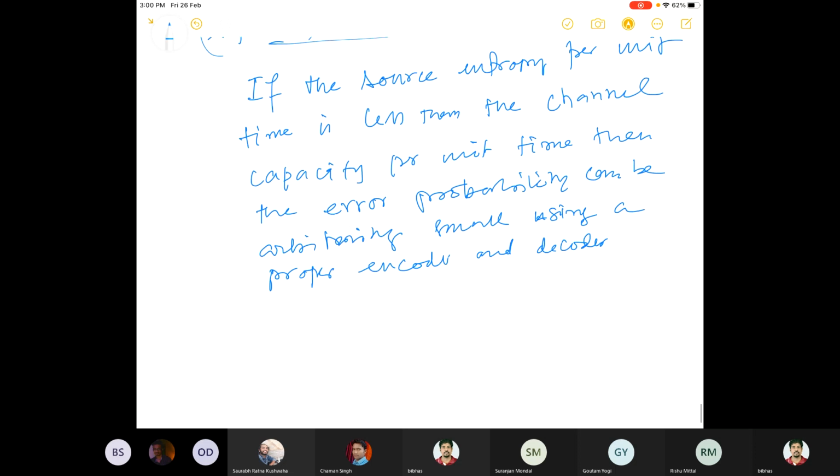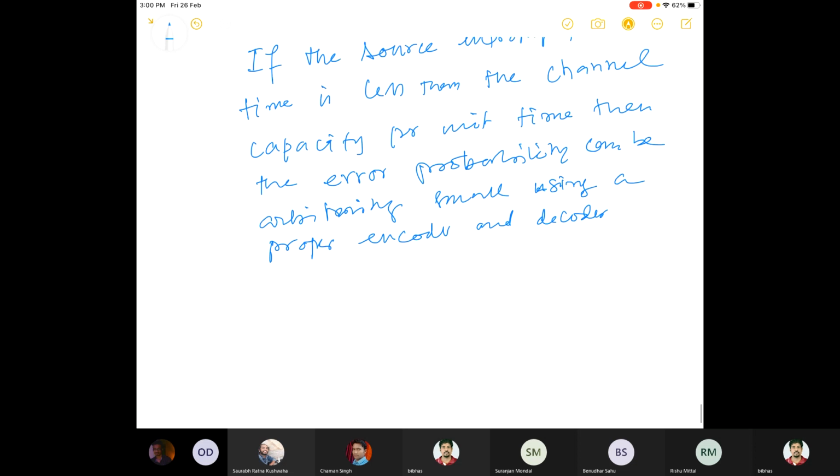It says that if the number of bits which you can send through the channel per second is related to the source entropy, and I'll tell you how it is related to the channel capacity. So if the source entropy is less than the channel capacity per unit time, then the error will almost be zero. This is what it says.